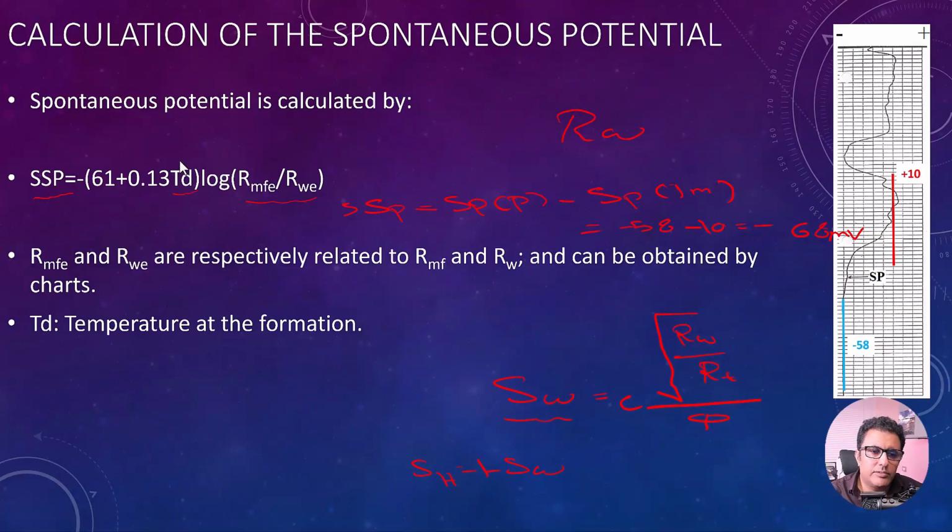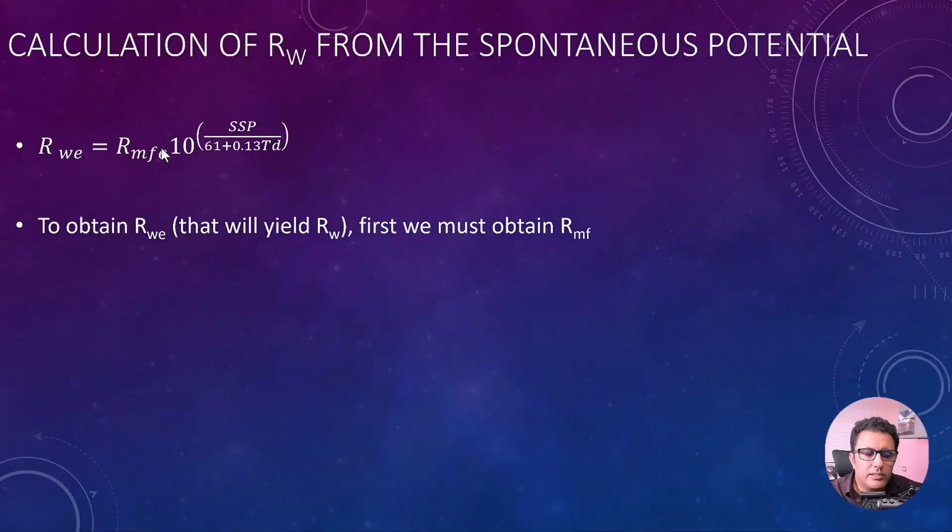Here TD is the temperature at the formation, and RMFE is a parameter that is linked to RMF, and also RWE is a parameter that is linked to RW. So there is a chart, I'm going to explain it later, that we can use in order to calculate RMFE and RWE from RMF and RW values. Okay, so we can rewrite the previous equation.